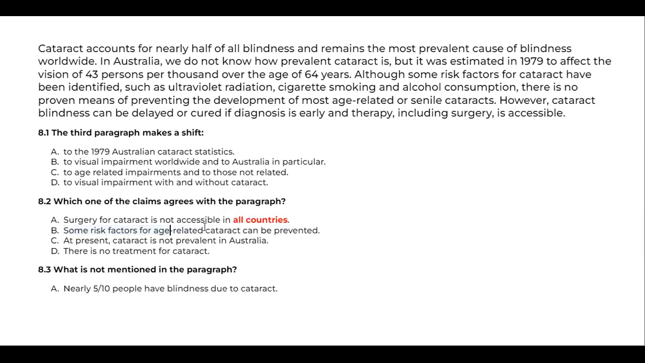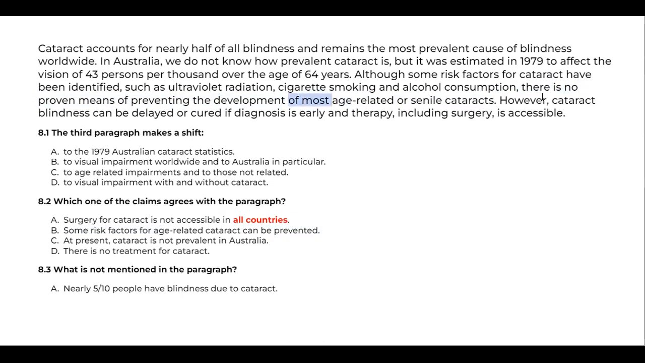Some risk factors for age-related cataract can be prevented. Let's see whether that is a correct statement or not. Where is it? Can anybody show me where that is? Second last line, okay. Yes, there is no proven means of preventing the development of most age-related or senile cataracts. This sentence can be taken here.